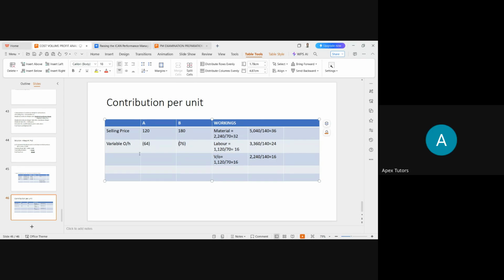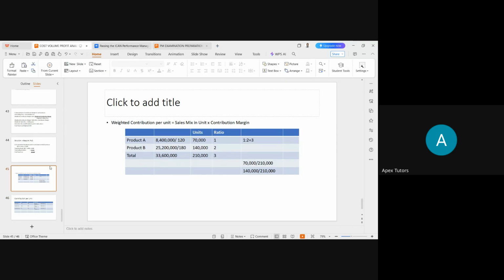So here, the contribution for A will be 56, and for B will be 104. So this is the contribution per unit. Now, we're trying to get our weighted contribution per unit. And from the formula, we said weighted contribution per unit is the sales mix in units multiplied by contribution per unit.